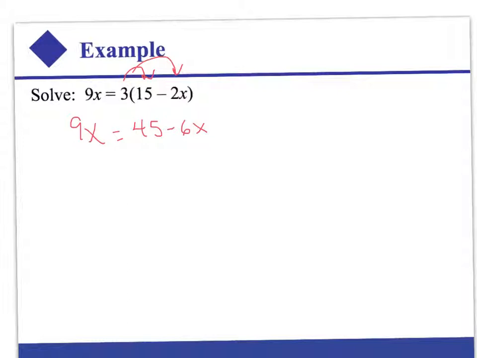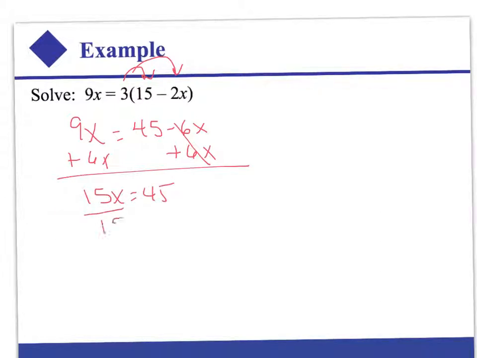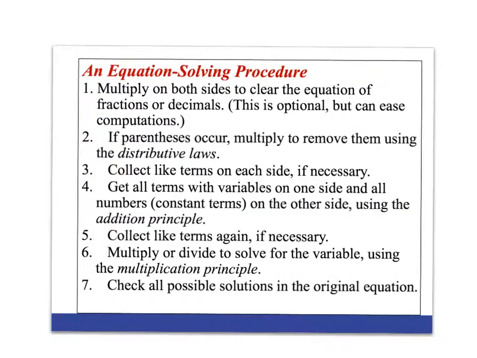I think of Mario, who's got to hop through all of it. So I'm going to add 6x to both sides. That clears it on that side. So now that gives me 15x equals 45. I'm going to divide by 15, and x simply equals 3. So this was using distributive law, so it worked very well for us.